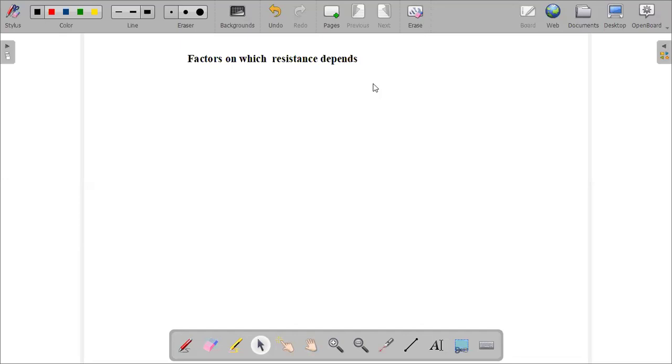See, the factors on which the resistance depends. We had seen in the last class that the resistance of a wire depends on the length of the conductor, resistance R proportional to L. We had also written resistance to be inversely proportional to the area of cross section.